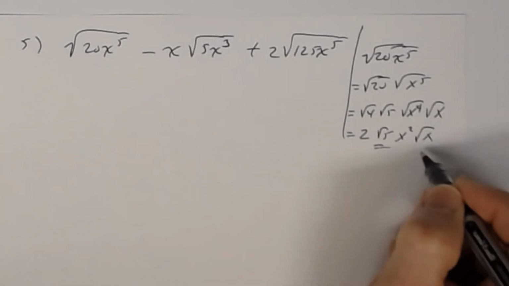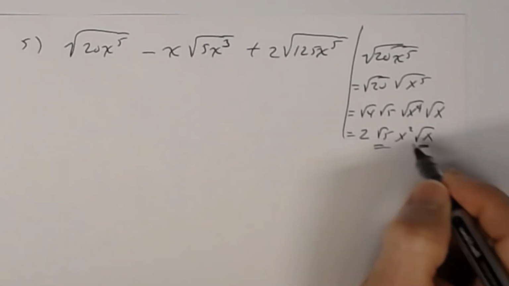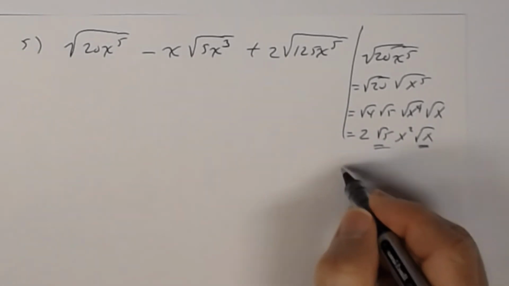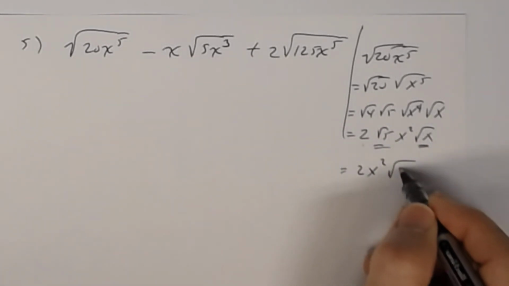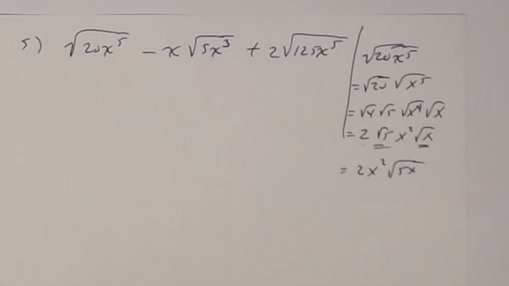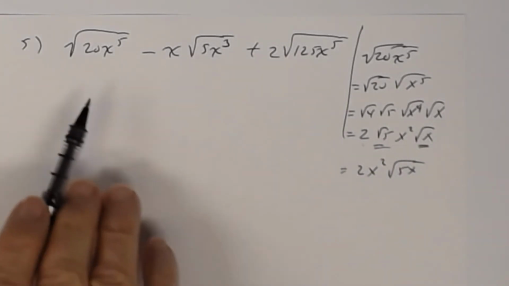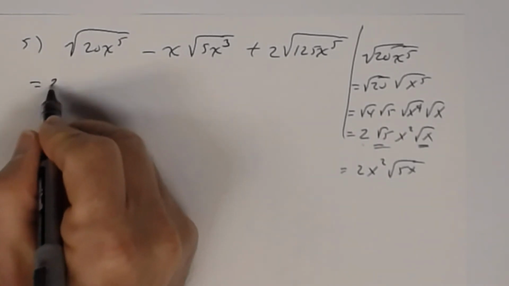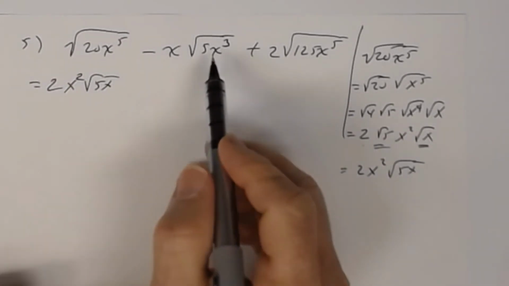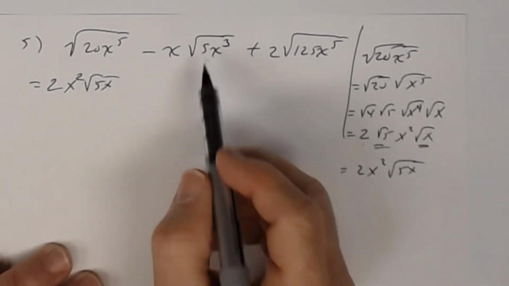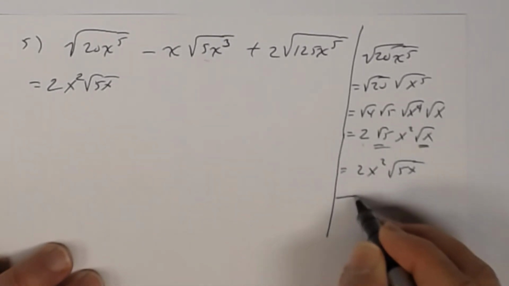But I do know I can rewrite this product of those two square roots as 1. So it has become 2x squared, and always put the radical at the end, 5x, square root of 5x. All right, so that is this. So that becomes 2x squared square root of 5x. Okay? Now let's talk about this one now, the square root of 5x cubed. So let's talk about that.